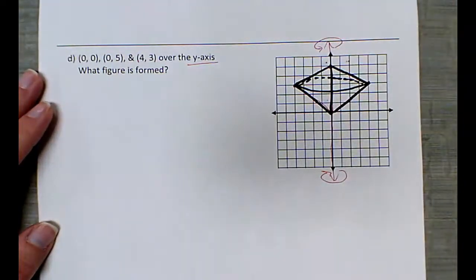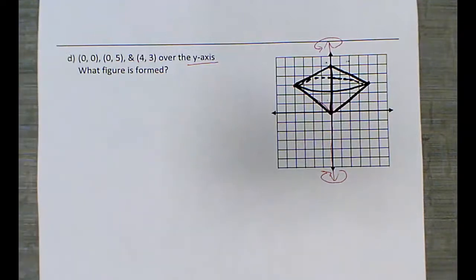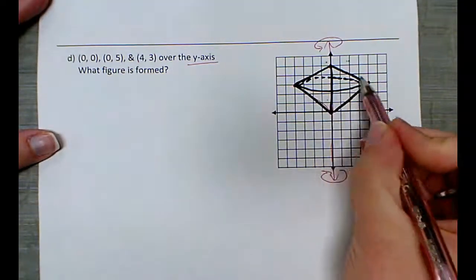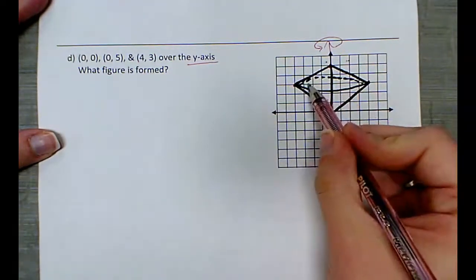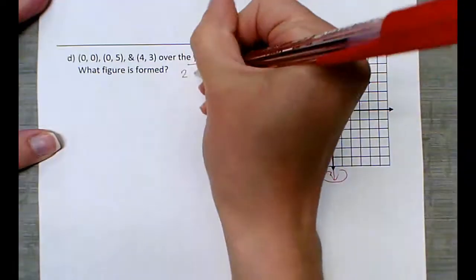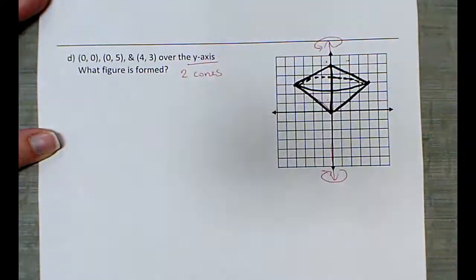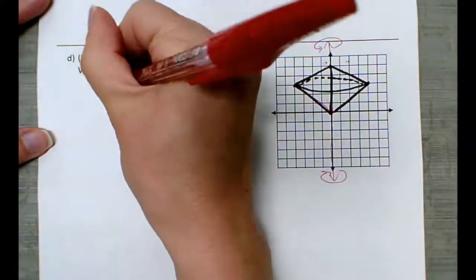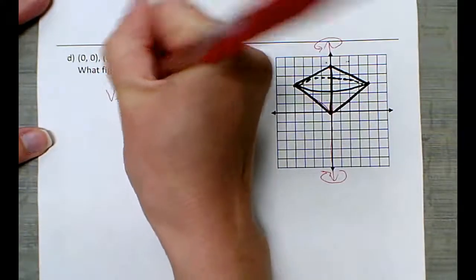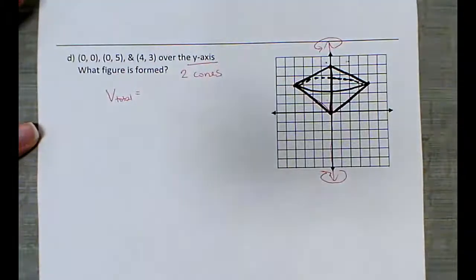So, what figure is formed? Well, that's not a nice figure that we have one formula for. That looks like a cone, but then a cone on the bottom as well. So there are 2 cones formed. This is a composite 3-dimensional figure, which means that our total volume will have to be either the sum or the difference of the 2 cone volumes.